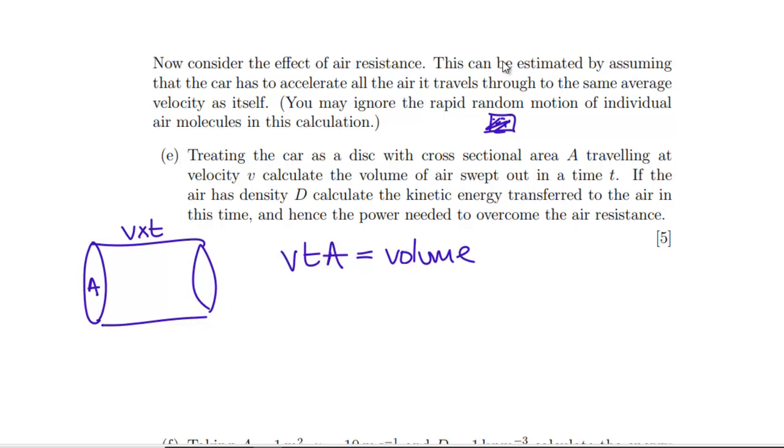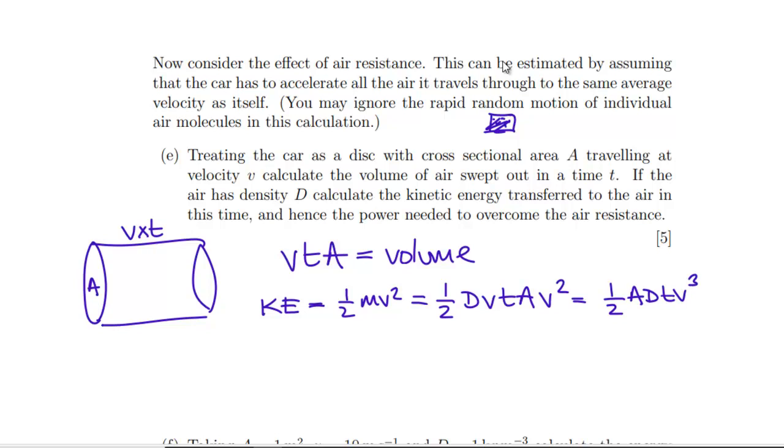The air's got density d. Calculate the kinetic energy transferred to the air in this time. So the energy is a half mv squared. That's our kinetic energy they've asked for. Mass is density times volume. So we need a half times d times v times t times A times v squared. Let's put them in alphabetical order: half A d t v cubed. So that's our kinetic energy.